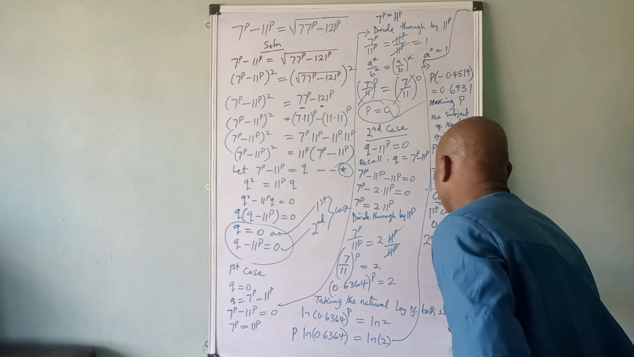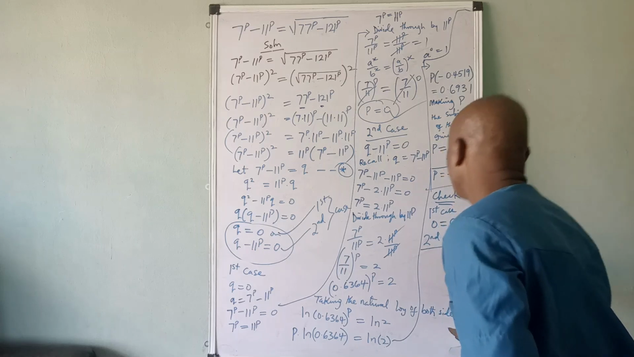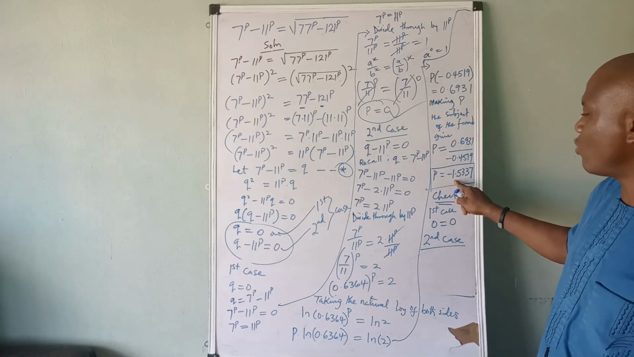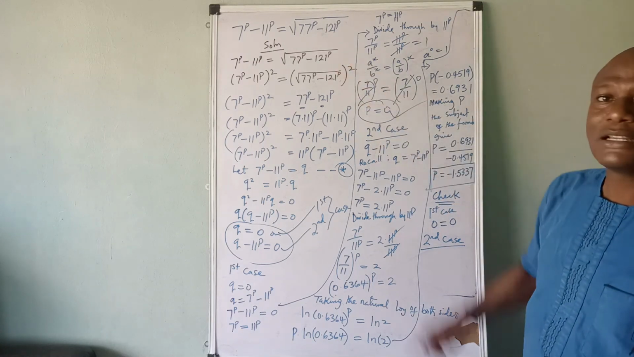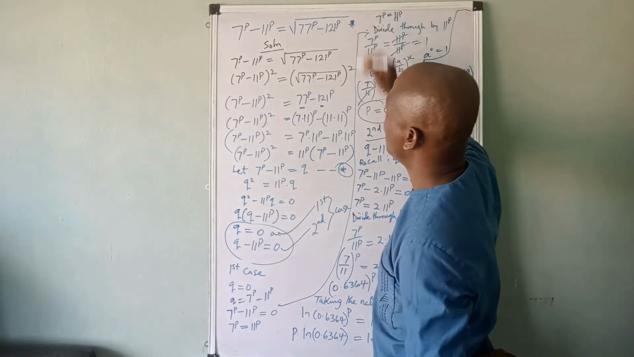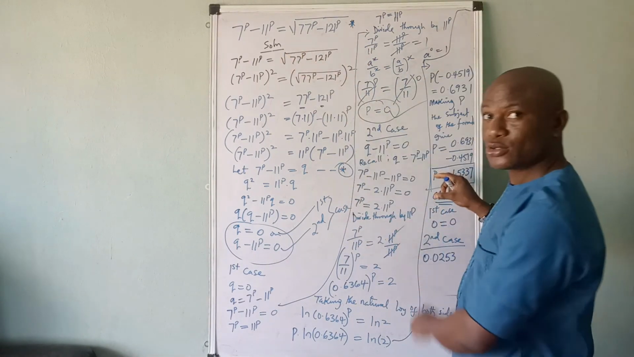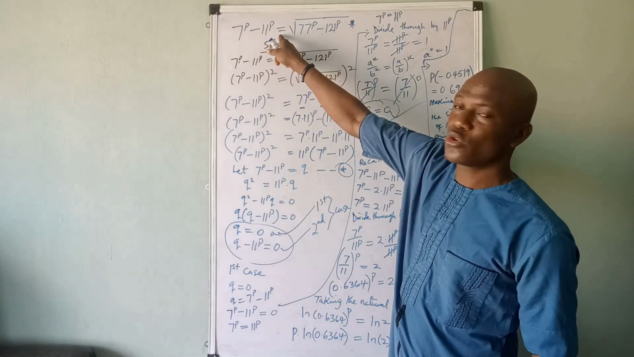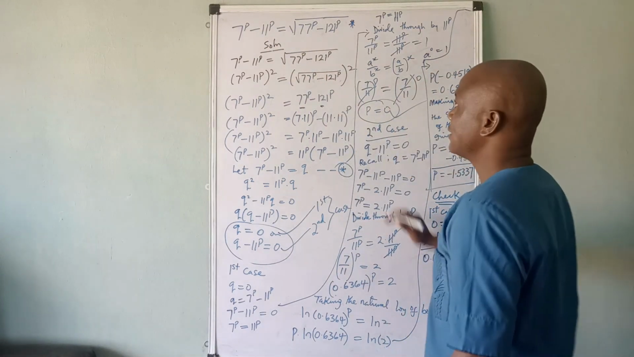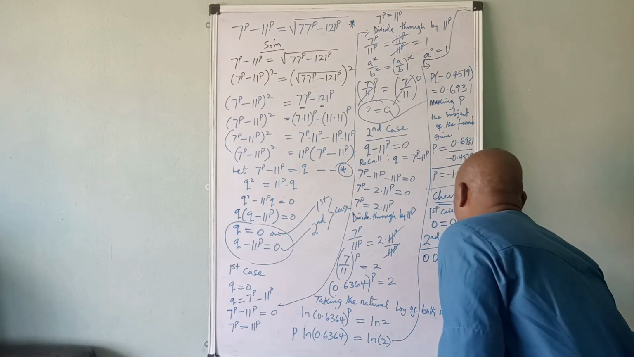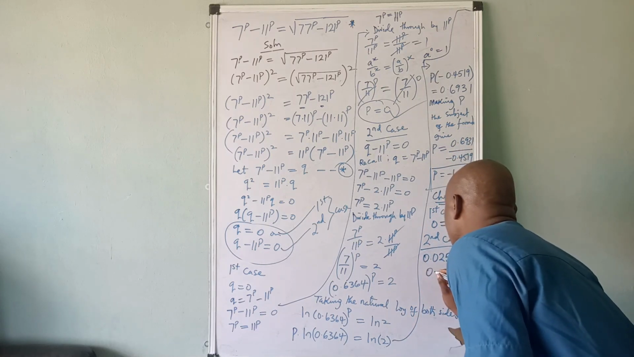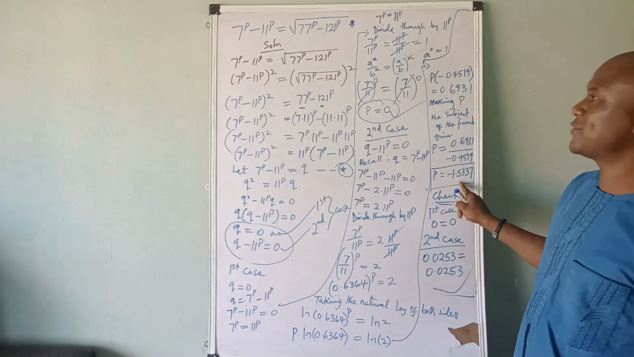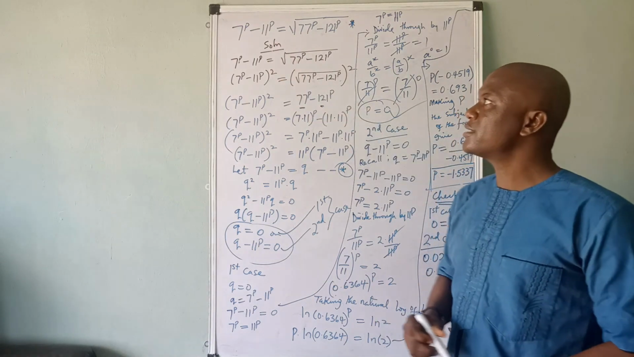Then for the second case, if you substitute the value of p, which is minus 1.5337, into this original equation, I've done that. So I've substituted the value for p in the second case into this original equation, and I discovered that you will get 0.0253 equal to 0.0253. So this satisfies the value of p in this equation.